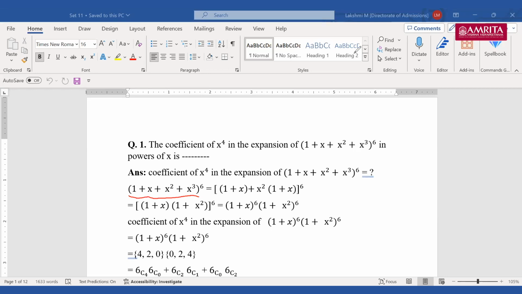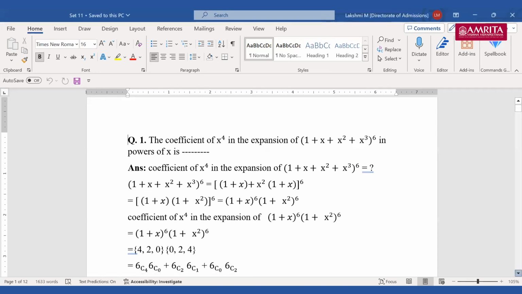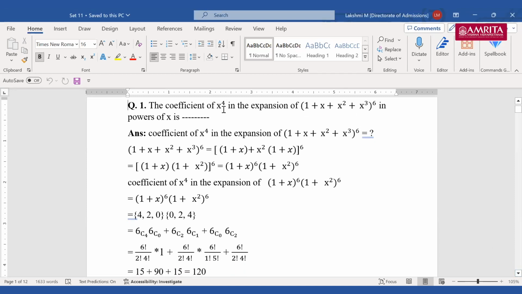Now coming to the second part, identifying what the form will be. Here they're asking for the power as 4. So if this is 4, this is 0; this is 2, this is 2; this is 0, this is 4. Those could be the possibilities. So you can just expand it: 6C4, 6C0, 6C2, 6C1, 6C0, 6C2. Solving it, you will get the answer as 120.